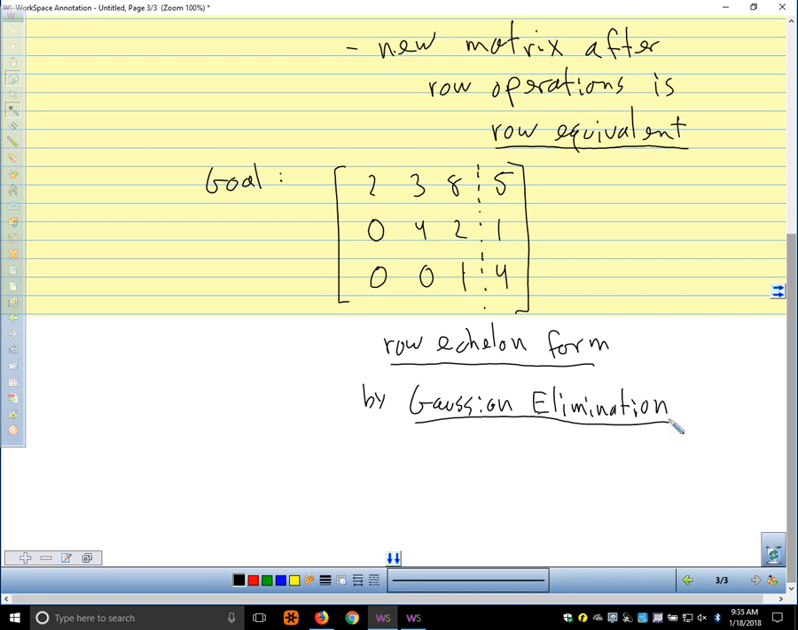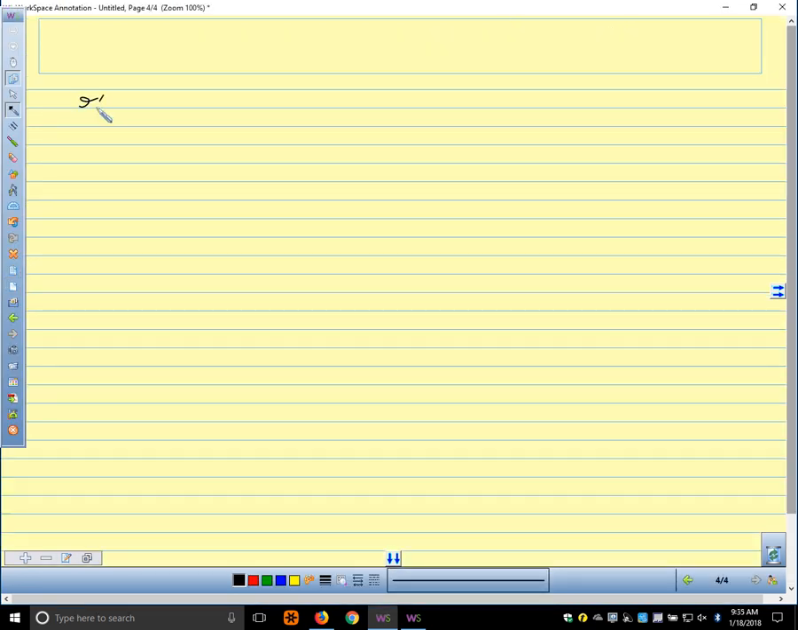All right, so questions. I just want to go through one example of translating a system into a matrix and doing the row operations, and then we'll be done. So here's our system.